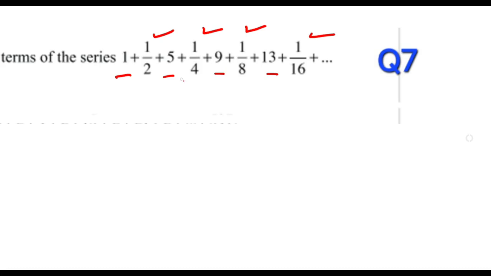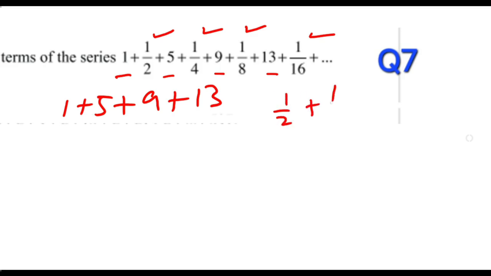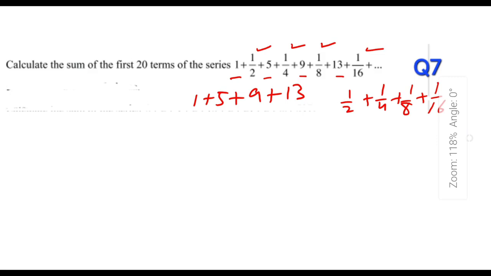Alright, look at the first one: 1 plus 5 plus 9 plus 13. This is an arithmetic series. And 1 over 2 plus 1 over 4 plus 1 over 8 plus 1 over 16 is a geometric series. So looking at the first 20 terms, 10 terms are the arithmetic series and 10 terms are the geometric series. So I need to find S10 for the arithmetic series and then S10 also for the geometric series.